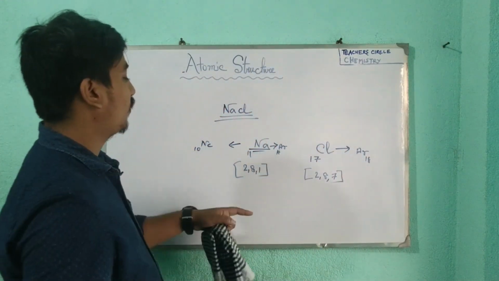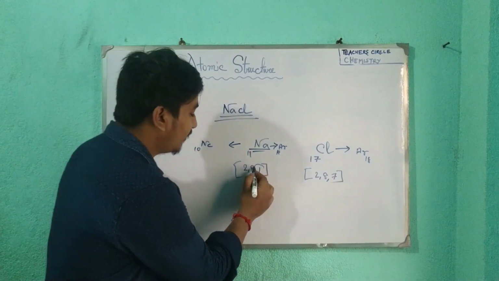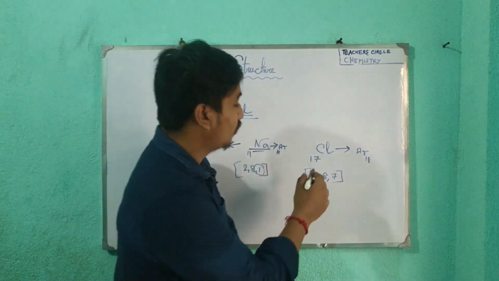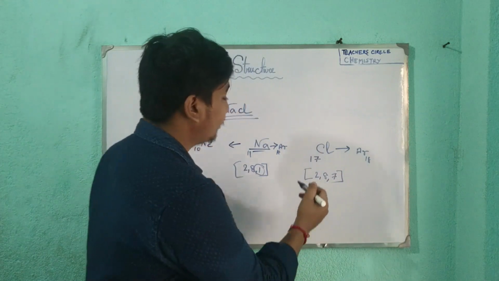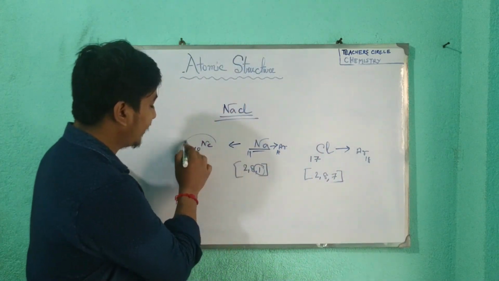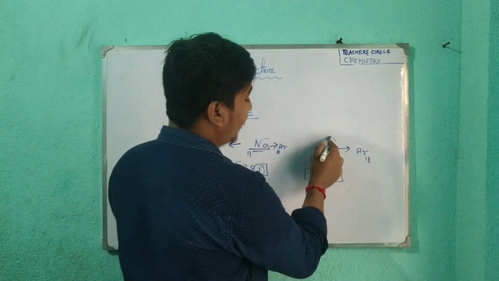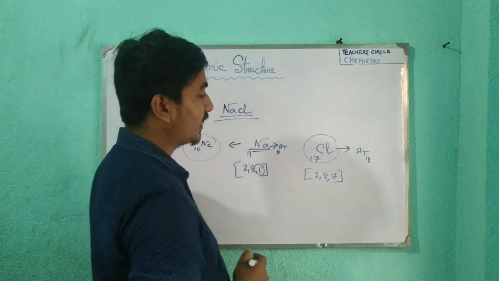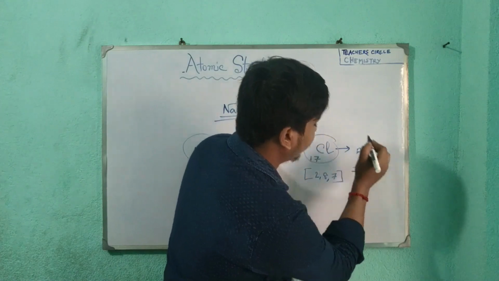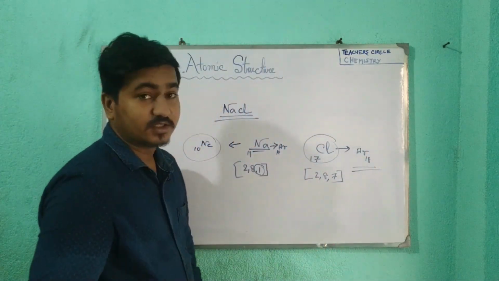So it will be better for sodium if it loses one electron, and for chlorine if it gains one electron. Then sodium will get the configuration of neon if it loses one electron, and if chlorine adds one electron, then it will get the configuration of argon. So both of them will become stable.